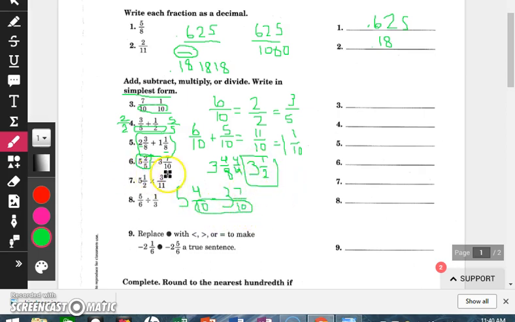You need to figure out a way to make an equivalent fraction. 5 and 2/5 is equivalent to 5 and 4/10. And remember, equivalent means equal to. Problem number 7, we're going to convert this mixed number into an improper fraction.